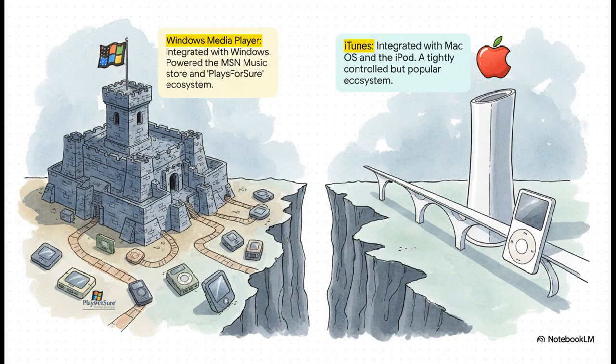But it wasn't alone out there. WMP's biggest rival was, of course, Apple's iTunes, which was tied to the ridiculously popular iPod. Microsoft tried to fight back with its own music store and a device program they called Plays for Sure, promising that any device with that logo would work with WMP. It was a classic battle of ecosystems. Microsoft's more open but kind of fragmented approach versus Apple's closed but super seamless world.